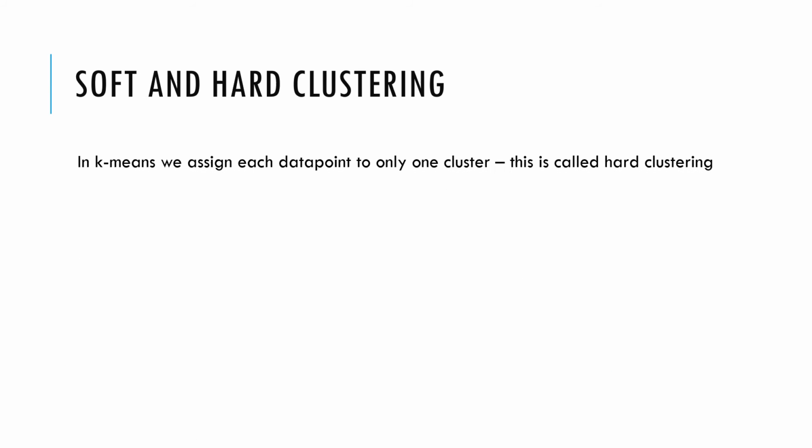Soft and hard clustering. What is soft and hard clustering? If you look at the example of k-means, what it does is it assigns each data point to only one cluster. So a data point can only belong to one cluster. This is called hard clustering.